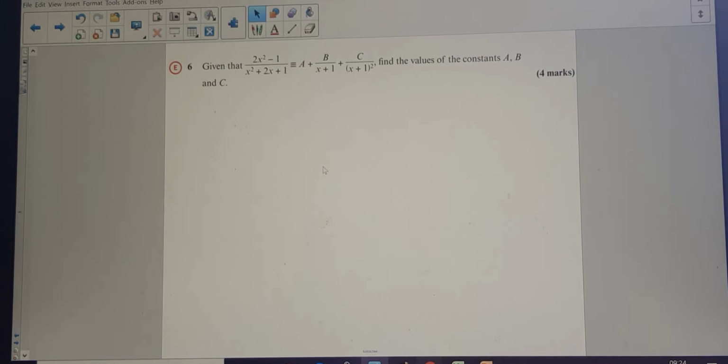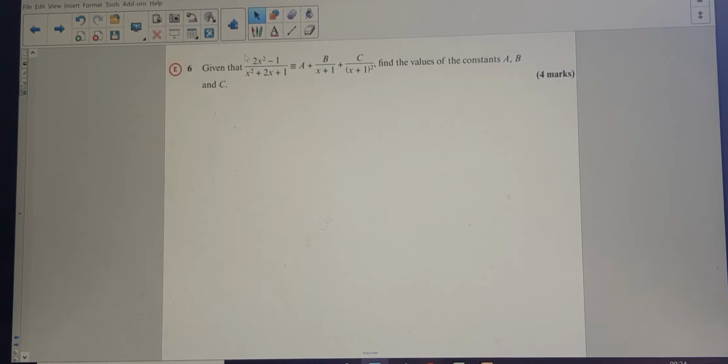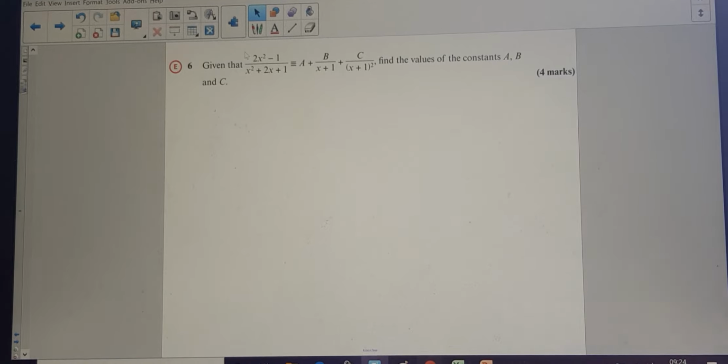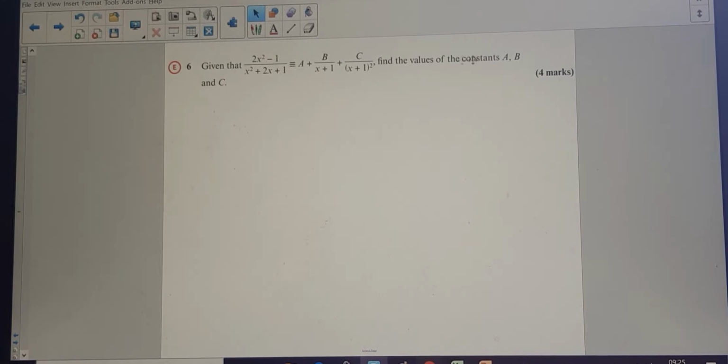I'm just going to make a video for question 6 from exercise 1G. A couple of questions on this, so I'll go through it bit by bit. Given that (2x² − 1)/(x² + 2x + 1) is equal to a, which is a whole number, so this obviously goes into this a number of times, plus b/(x + 1) plus c/(x + 1)², and then it has a remainder. So we know that it goes in one whole times, then it has a remainder. Find the values of constants a, b and c.